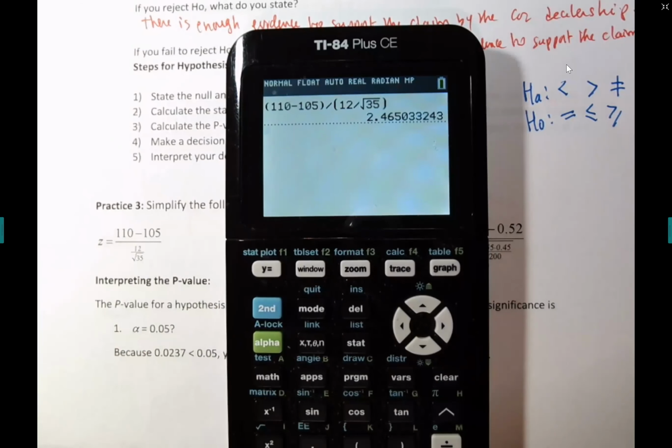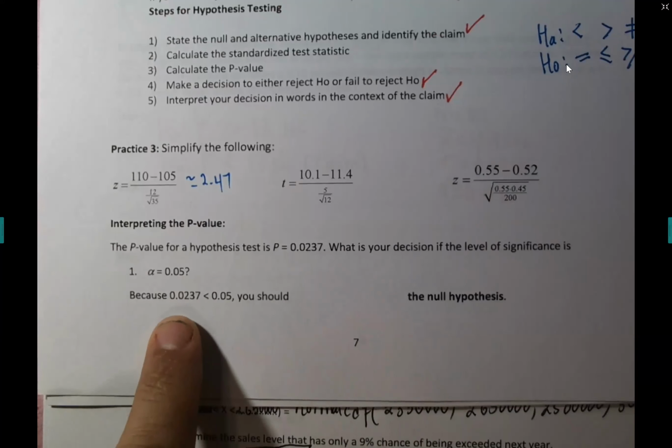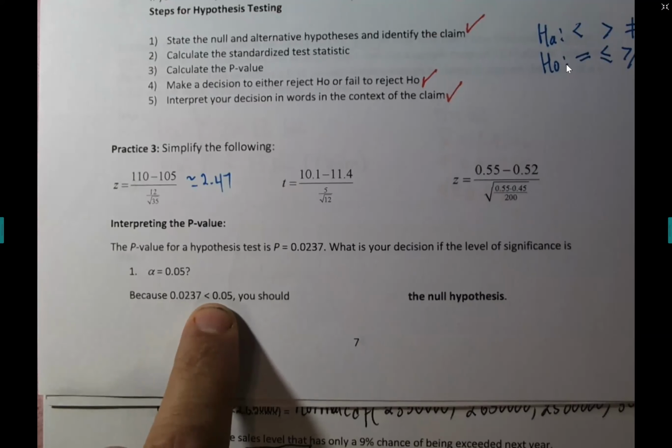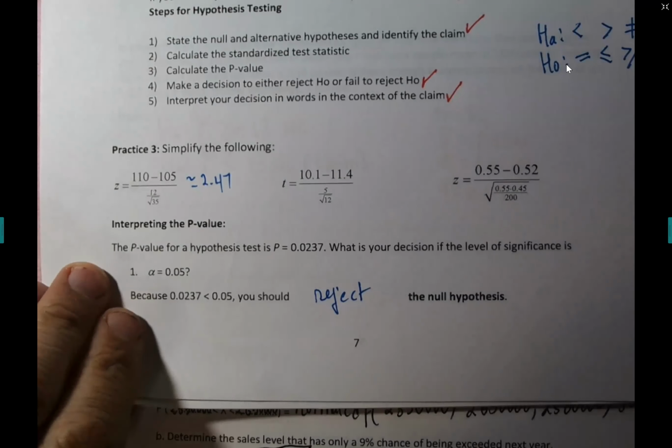Interpreting the p-value. The p-value for a hypothesis test is 0.0237. What's your decision if alpha is 0.05? So do you guys agree with me that 0.0237 is less than 0.05? Yes, so what's the decision? Reject or fail to reject? Reject, right? If the p-value is low, H0 must go. You got it. Here you go. I have one student who picked this up already.